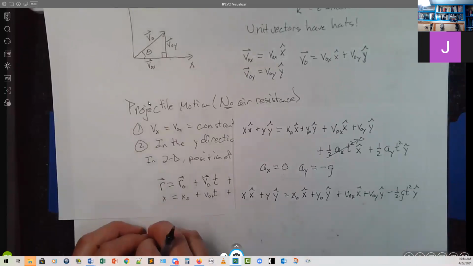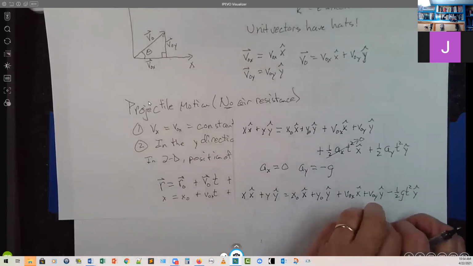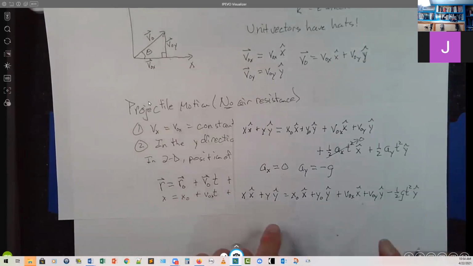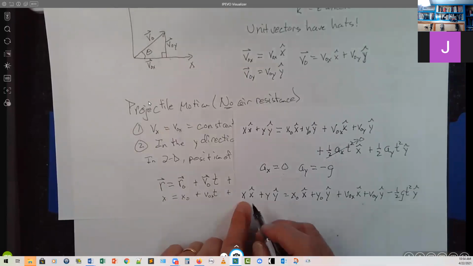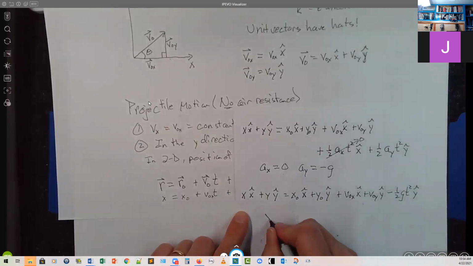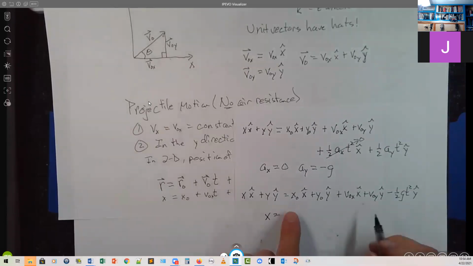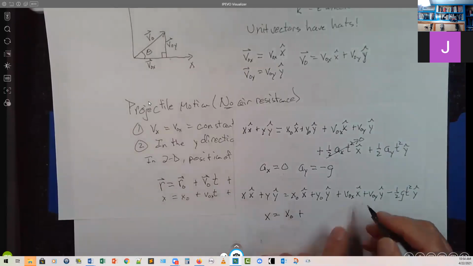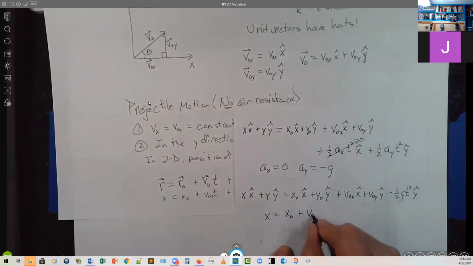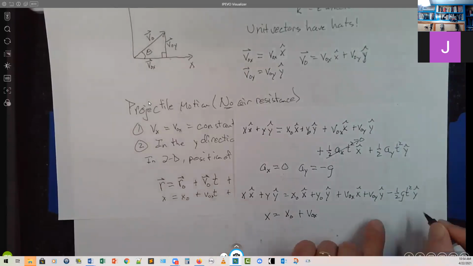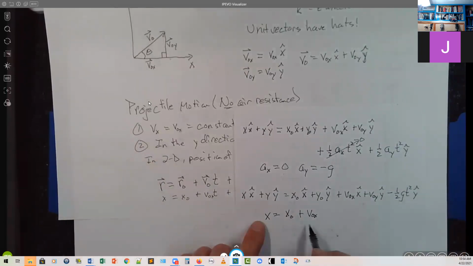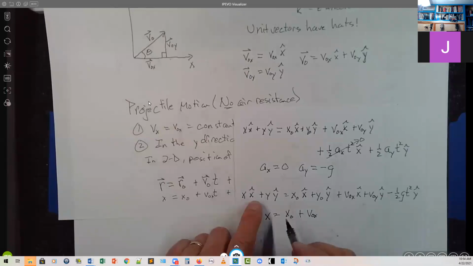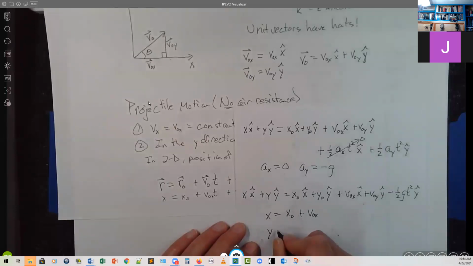the x components on one side equal the x components on the other. And so I'll go along here, I'll just pick off the x components and set them equal to each other. Here I just have an x, so x is going to equal x naught, here's another x term, plus v naught x t, and that's all. That's the x equation.